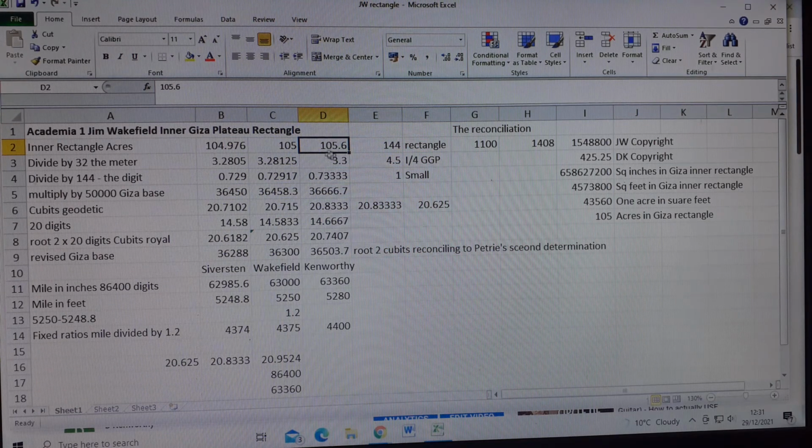Everything that Berryman's telling us is coming out in this column because he's telling us they're using the imperial system, and he's telling us they're using the English mile, and we're finding that there are 86400 digits in one English mile. And we're finding that there's a ratio for each column. Harry's coming out at 4374, Jim's coming out at 4375, and the final column is coming out at 4400 as base 100. And this was the calculation that I did to get to the 63360.